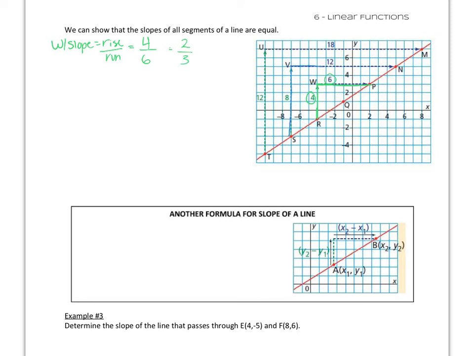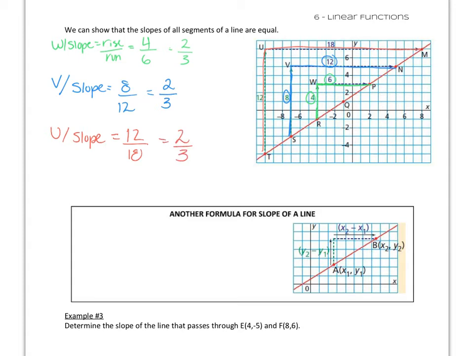If we look at V, we're going to calculate the slope for V, which is rise over run again. I'm not going to write it this time. I've already written it once for this question. Our rise is 8, and our run is 12. When we simplify, we get down to 2 over 3 again. Our last one, let's calculate the slope at point U. So the slope will be 12 over 18, which once again can be simplified to 2 over 3.